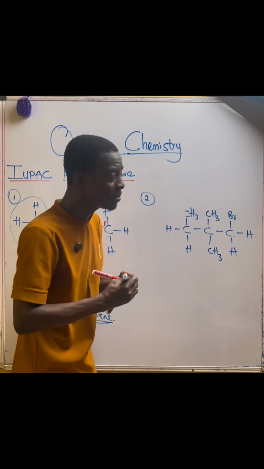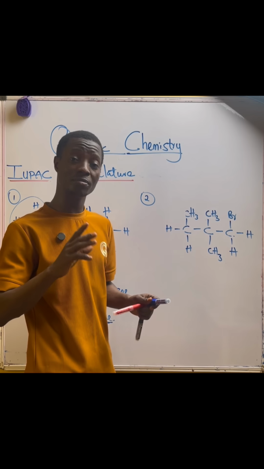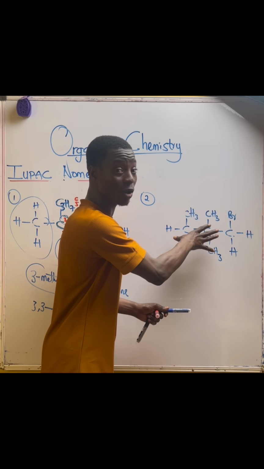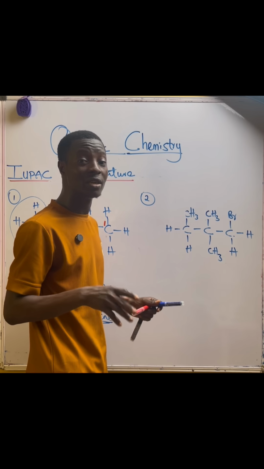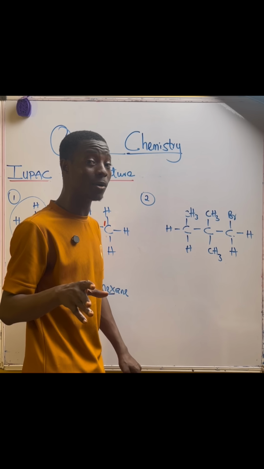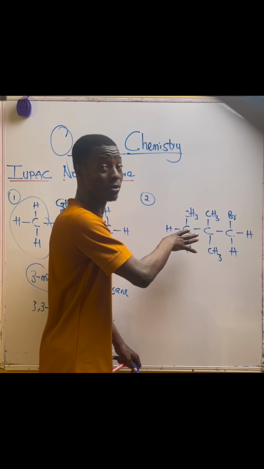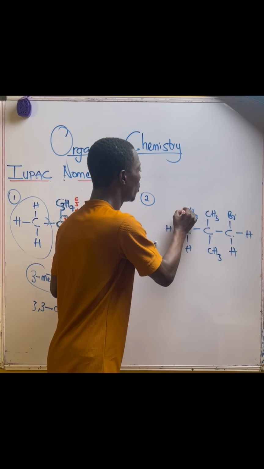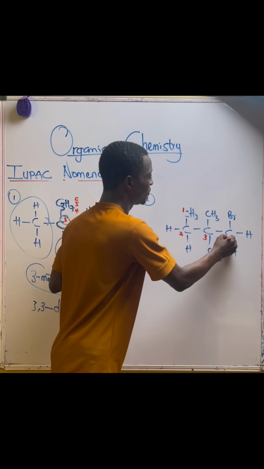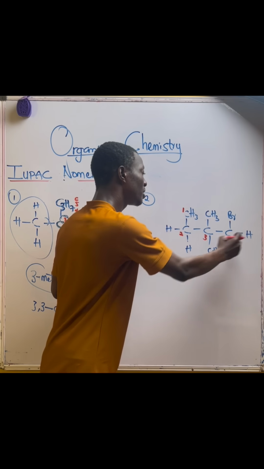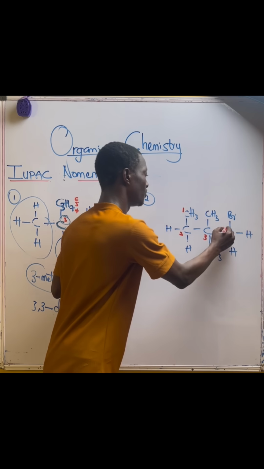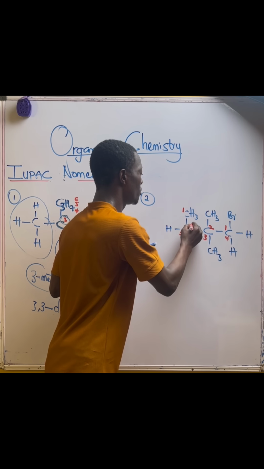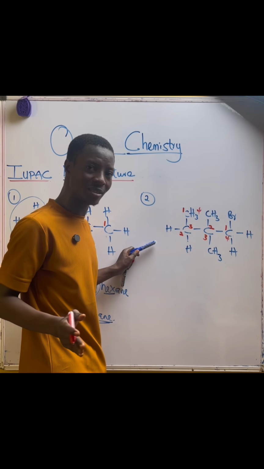Now, let me quickly show you something. But before I show you that, I will repeat this compound. I will show you a trick that you must be very careful about while naming a compound like this. Okay, so what do I have? I'm numbering now, 1, 2, 3, 4. So I've numbered forward. Now I want to number backward: 1, 2, 3, and 4. It's as simple as that.